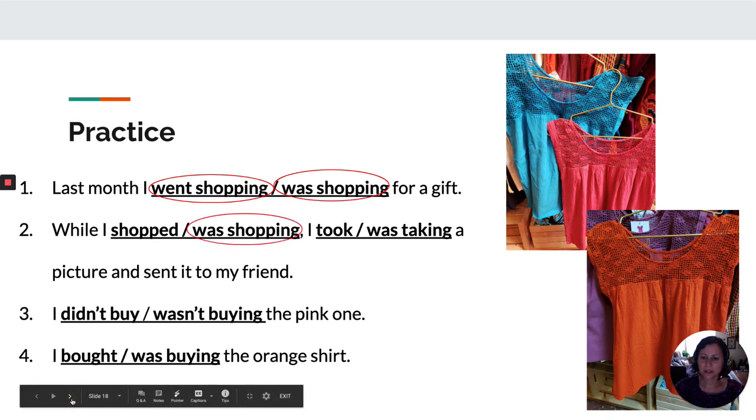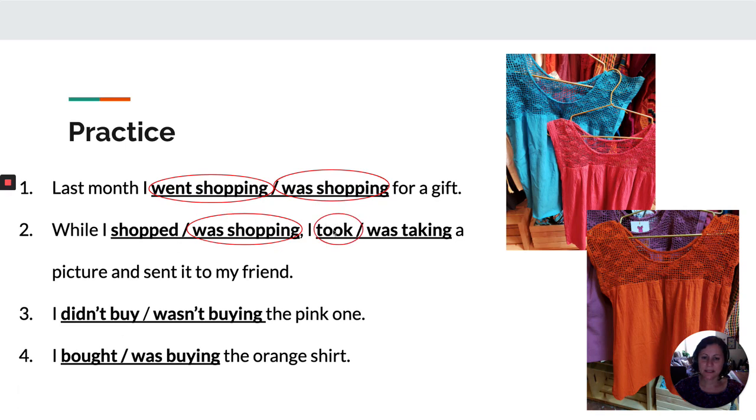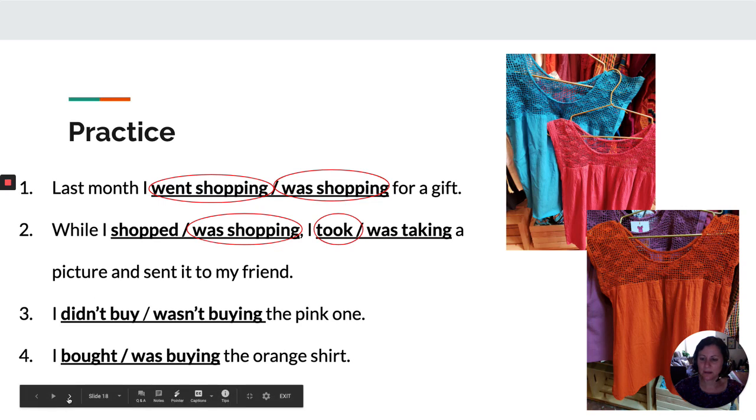I would say was shopping because this was in progress. And then this interrupted it. I took a picture because I couldn't decide which t-shirt to buy. So while I was shopping, I took a picture and sent it to my friend. I didn't buy or wasn't buying.